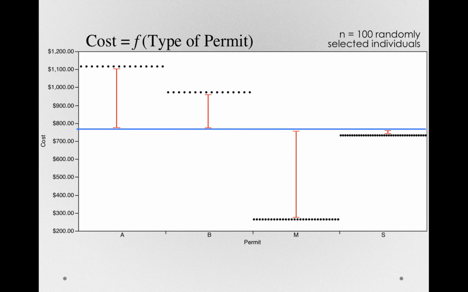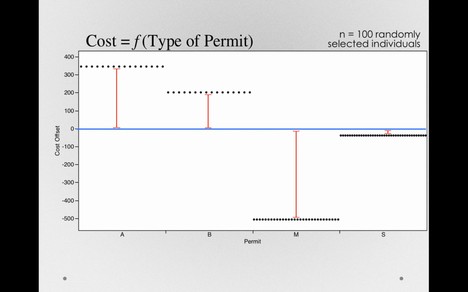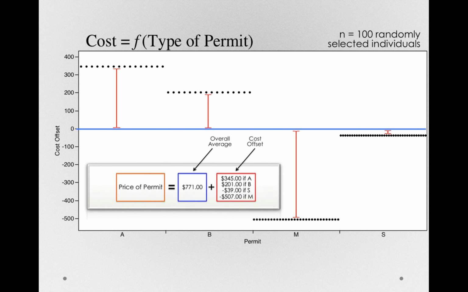Now pay attention to the y-axis, because instead of representing cost, let's represent this as cost offset. That is, the degree to which these groups are differing from that overall average. And so notice that's what our function here, or our mathematical model, is really representing. Our overall average plus some cost offsets.